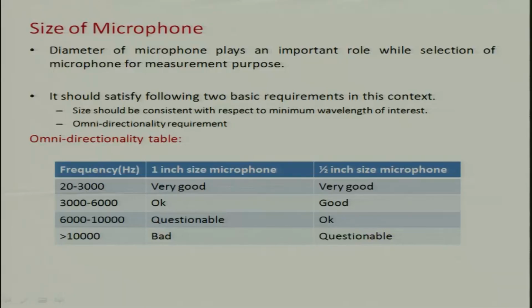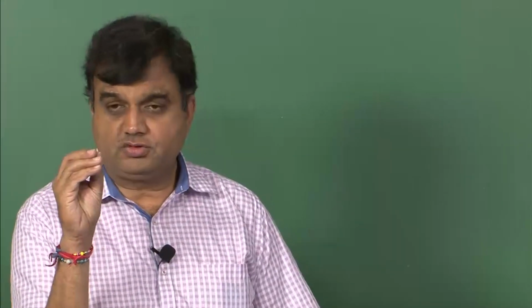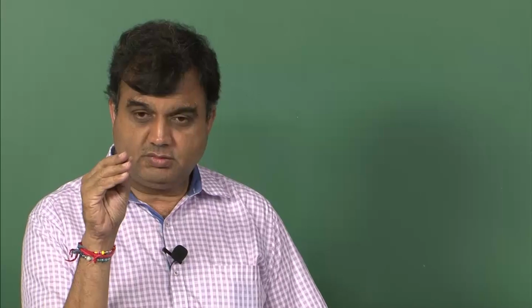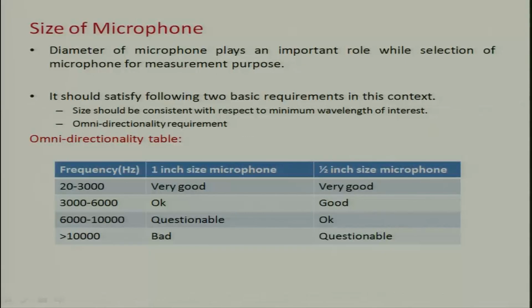We have discussed earlier that microphones could be directional in response, and what that means is that if you don't choose the microphone of the right size, your microphone may be sensitive to some particular direction and it may not be sensitive to other directions. When does that happen? So, this is an important slide. It says that the diameter of the microphone plays an important role while selecting a microphone for measurement purposes.